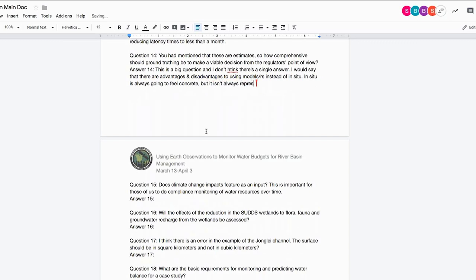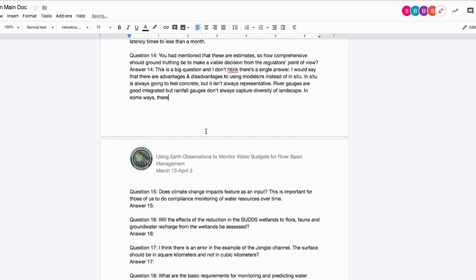River gauges are good integrators, but rainfall gauges don't always capture the whole diversity of the landscape. Evapotranspiration is very difficult to measure in situ over large scales. And so in some ways, I think that the question applies no matter what your data source is. You know, how much information do you need? And that's why this is a conversation.